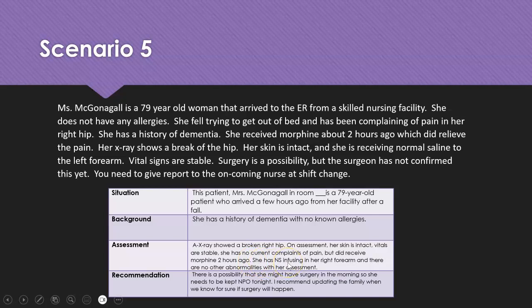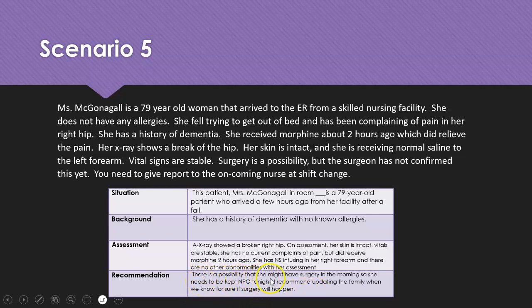She has normal saline. A lot of times they put normal saline and they'll put it like just enough to keep the vein open in case they have to take her down to surgery. In her right arm, forearm, and there are no other abnormalities in her assessment. So you may have to tell how she's resting, how you got her. I would even tell them what her pulses are. But her skin is intact and everything. What her movement, if there is any, is like.